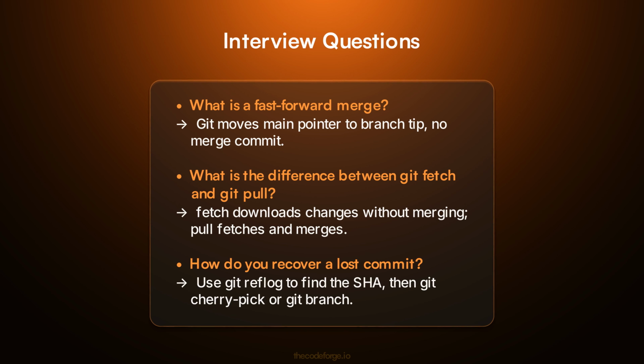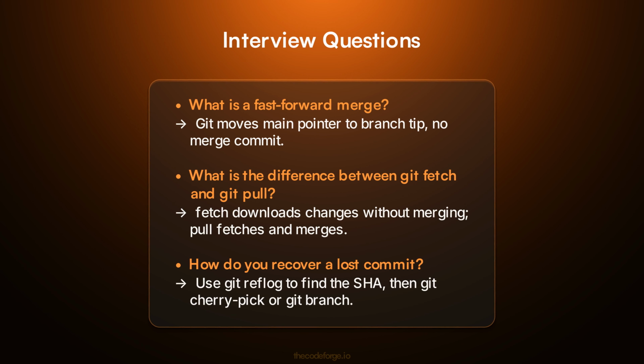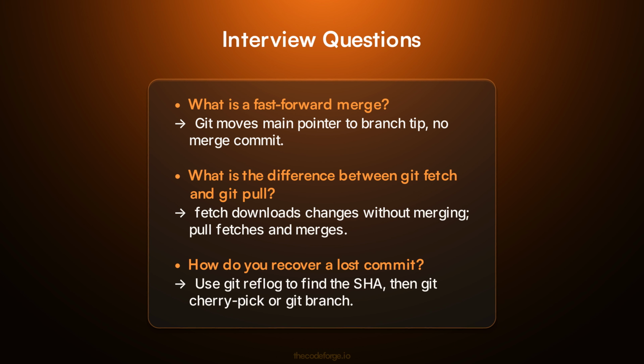Let's run through some common interview questions. What is a fast-forward merge? Git moves the main pointer to the branch tip, no merge commit. What is the difference between git fetch and git pull? Fetch downloads changes without merging, pull fetches and merges. How do you recover a lost commit? Use git reflog to find the SHA, then git cherry-pick or git branch.